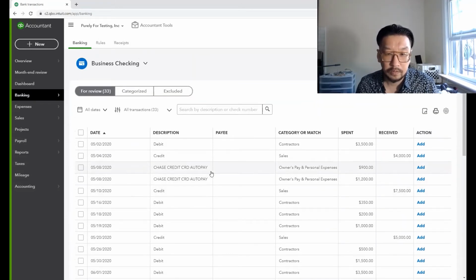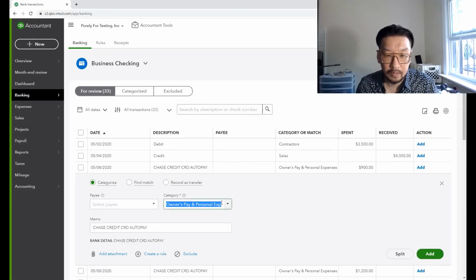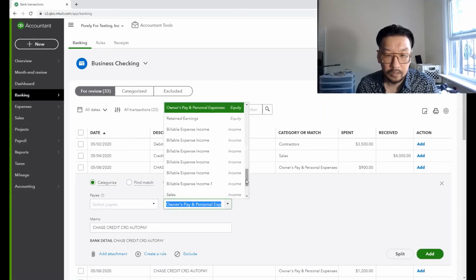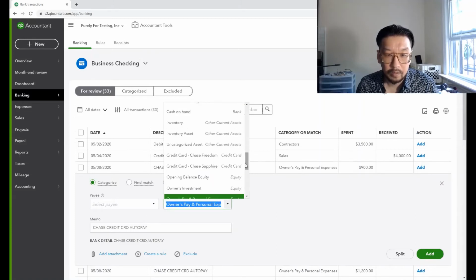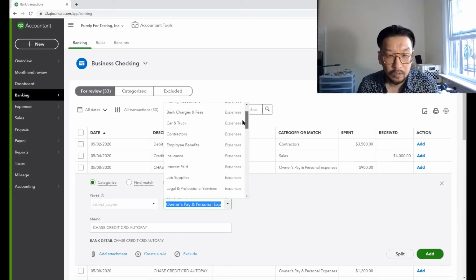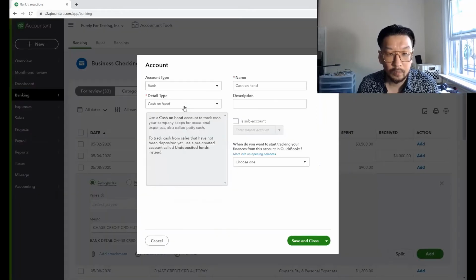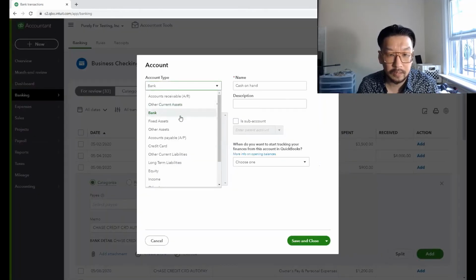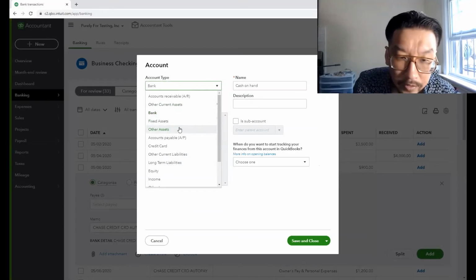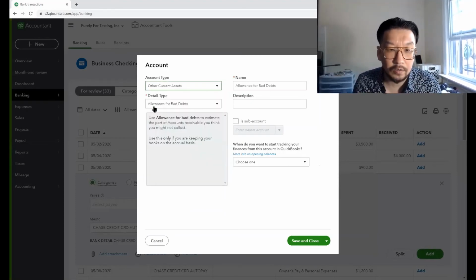So instead of trying to get this applied to the right credit card account, whether it's Chase Freedom or Chase Sapphire, no, we're going to avoid that whole can of worms, and we're going to create a Suspense account. It's good anywhere on the balance sheet. I like to put it as an other current asset.